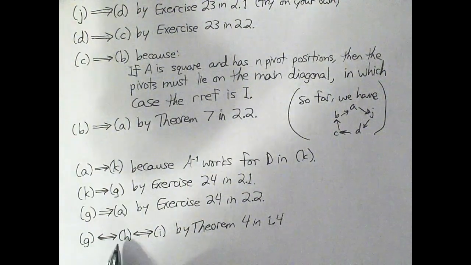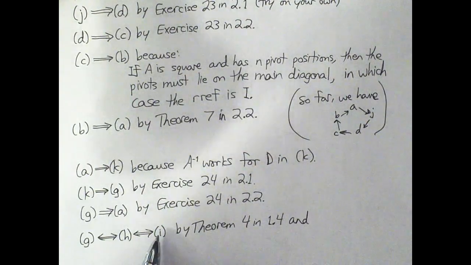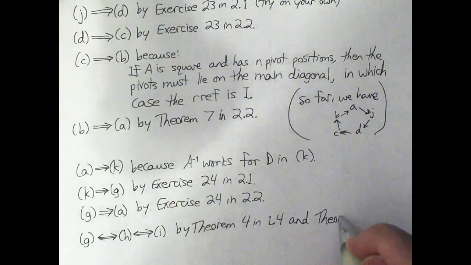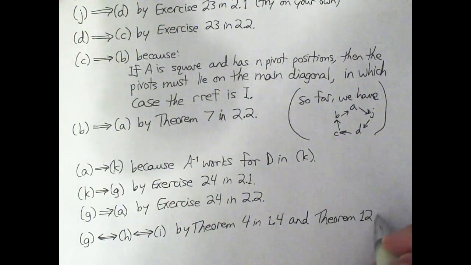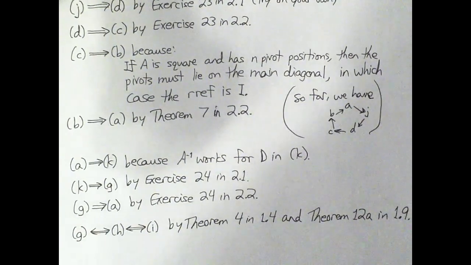That connects the G and H. That was an if and only if that said that G is true if and only if H is true. But why does I get grouped in with these? It is by theorem 12a in 1.9. So that's when we were talking about linear transformations. All right, we're almost done. Just a couple more things to go.